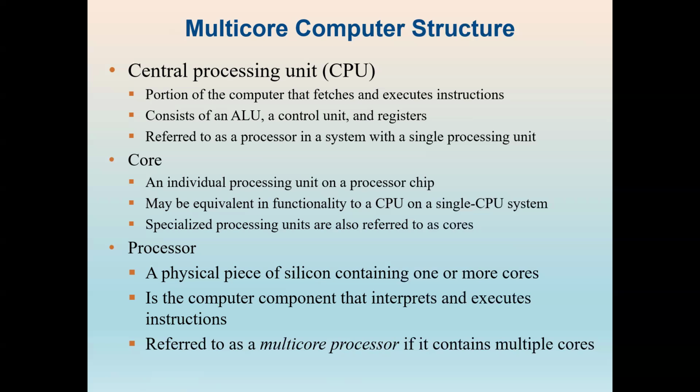Other specialized processing units, such as those optimized for vector and matrix operations, are also referred to as a core. A processor, as we said on the slide, is a physical piece of silicon containing one or more cores. A processor is a computer component that interprets and executes instructions. If a processor contains multiple cores, then we will use the term multi-core processor.